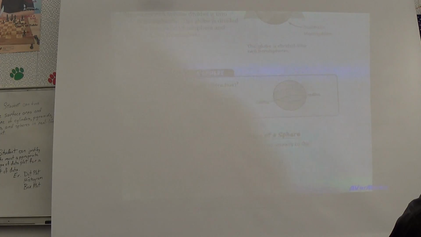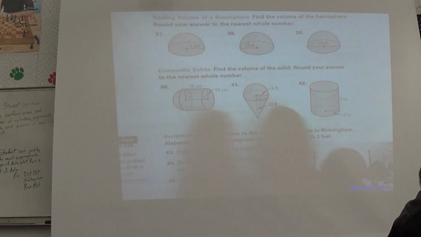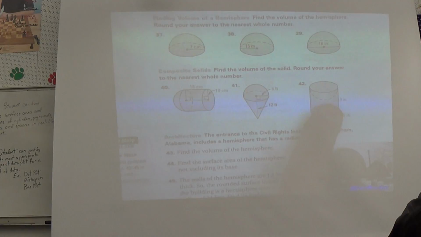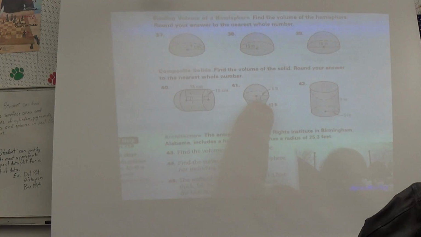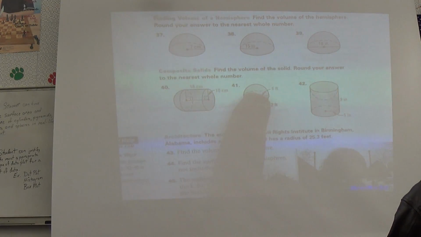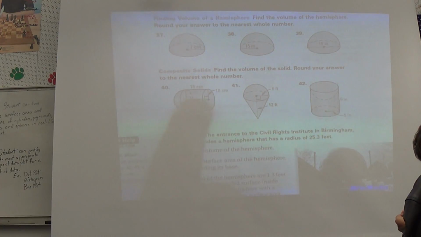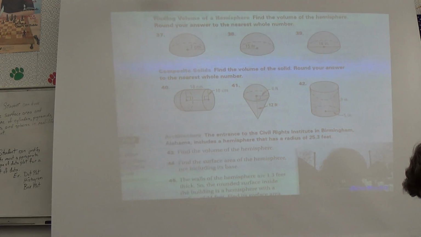But what I want you to do is look back at 40 and 41. Because what it's asking you to do on these two is find the volume of these solids. By the way, you see these pictures right here? These are the kinds of questions they're going to ask you on your test. They're multi-part questions, right? This is the volume of a cone plus the volume of half a sphere. You have to find the volume of that, find the volume of that, add them together. Same thing here. They're asking you for the volume of this whole solid, which is the volume of a cylinder plus the volume of half a sphere. These are the kinds of questions you can expect on your test.